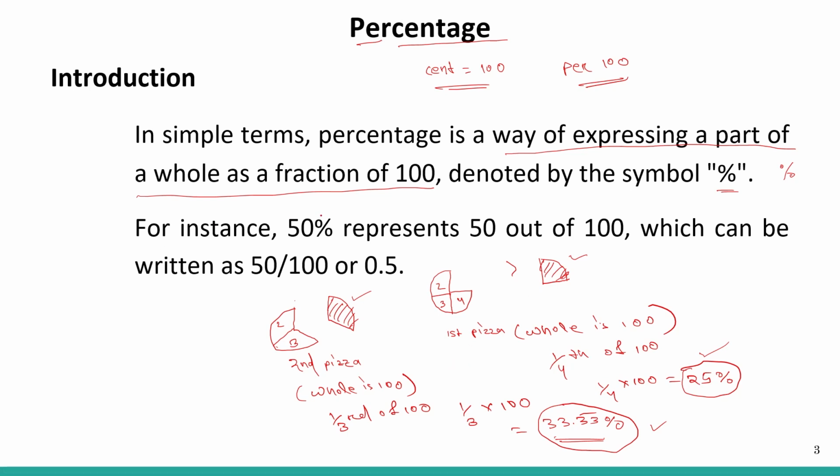So for instance, 50% represents 50 out of 100, which can be written as 50 by 100 or 0.5. So basically, if you are given a percentage, let's say I have 70%, what it represents is 0.7, since it is 70 out of 100. So 70 out of 100 is what? 70 by 100. This is equal to 0.7.